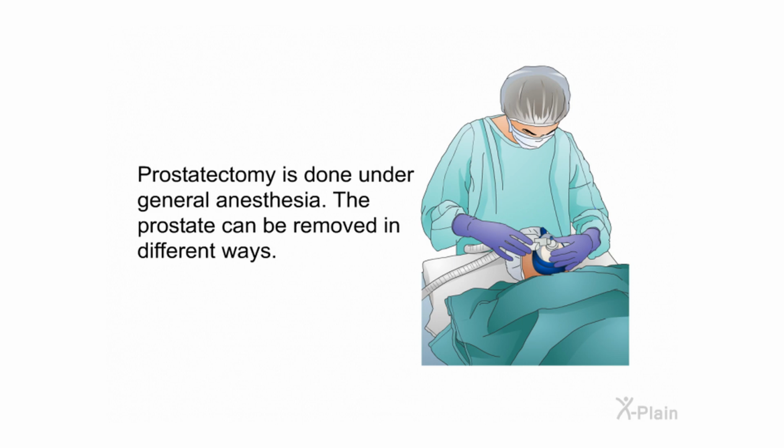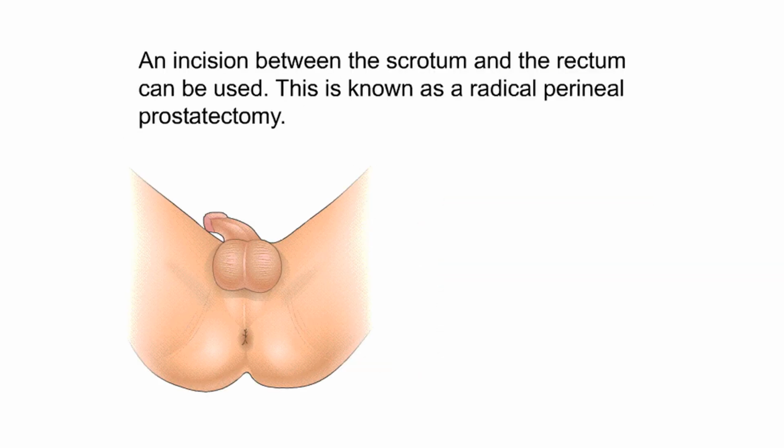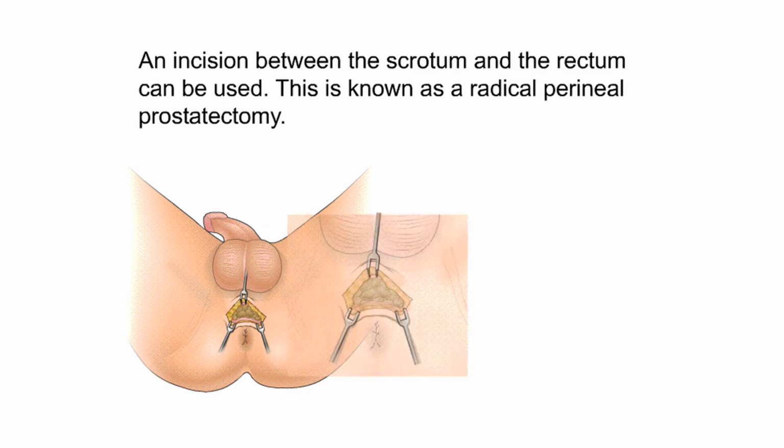The prostate can be removed in different ways. One way to remove the prostate is through a vertical incision in the lower abdomen. This is known as a radical retropubic prostatectomy because the tumor is taken from behind the pubic bone from the front of the pelvis. Radical means that the whole prostate is removed. An incision between the scrotum and the rectum can be used. This is known as a radical perineal prostatectomy.